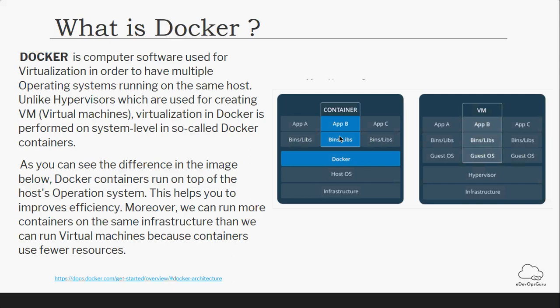So that is basically the next level of containerization, or the next level of virtualization. If we just go by definition, unlike hypervisors, which are used for creating virtual machines, virtualization in Docker is performed at the system level, in what are called Docker containers. As you can see in the image below, Docker containers run on top of the host operating system. We will see how it improves efficiency and what its pros and cons are compared to virtual machines.